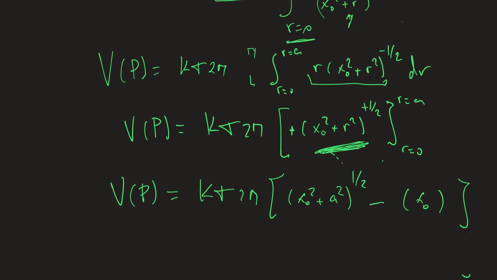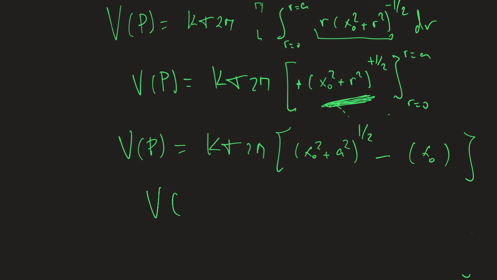And what is this for? So you have V of x. Let me put x instead of x0 now: the square root of x squared plus a squared, minus x. You have this potential.